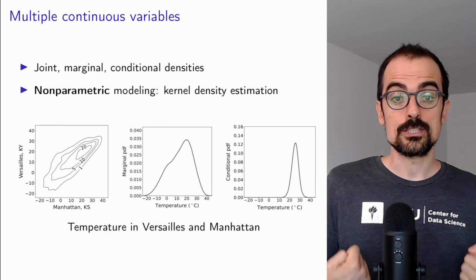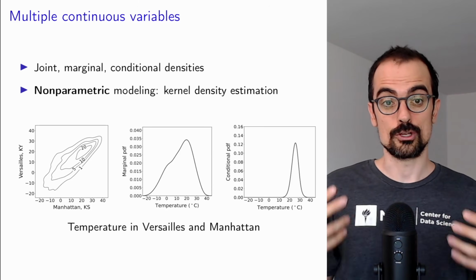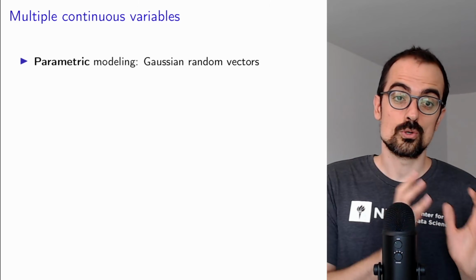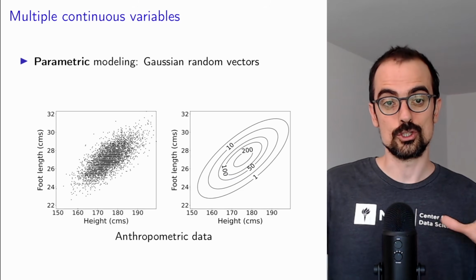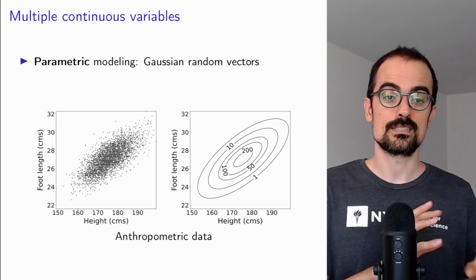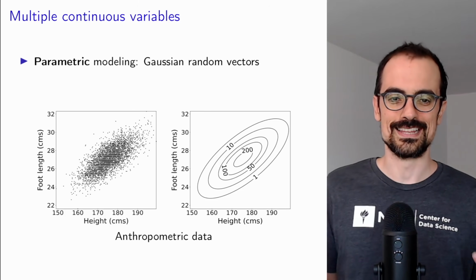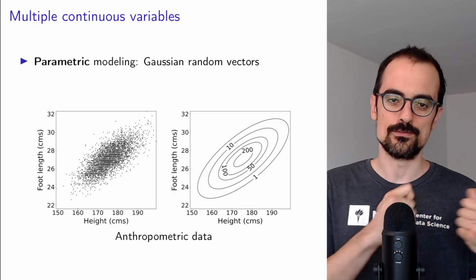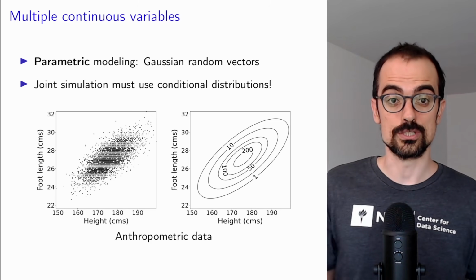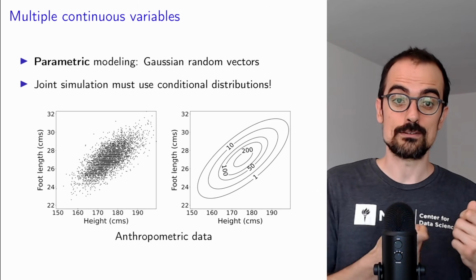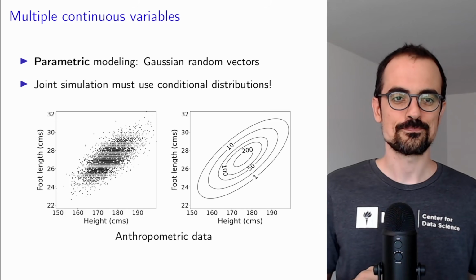You can apply non-parametric modeling here using kernel density estimation, but this is going to start becoming problematic when you have a lot of variables. Instead, you could also use parametric modeling where you fit a jointly Gaussian distribution to the variables, such as in this anthropometric data. Anthropometric data is just a fancy way of saying that we have the height and the foot length of people in a population. And if you want to simulate multiple continuous variables, you have to be a little bit careful, because you have to make sure that you use the conditional distributions of one variable given the other.